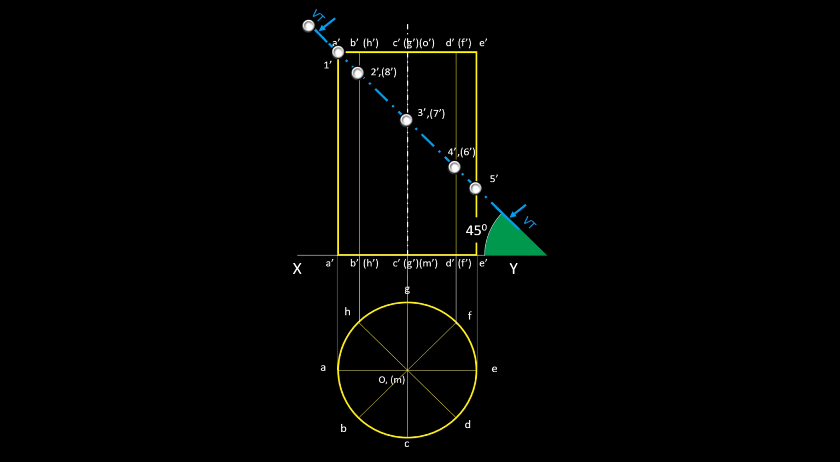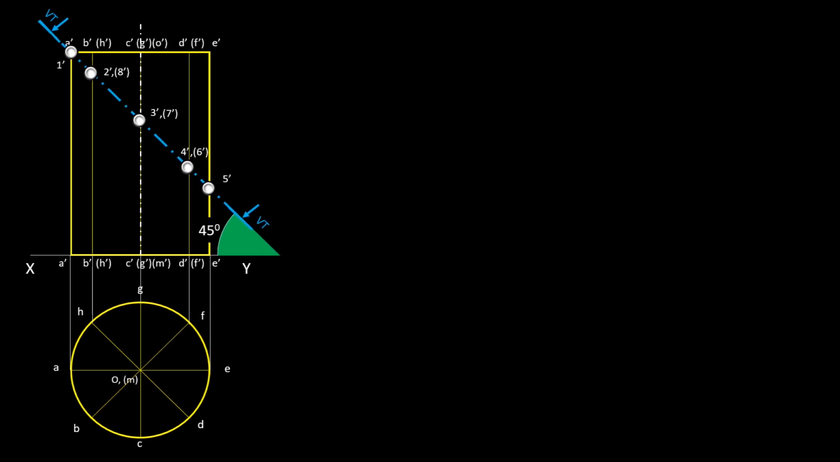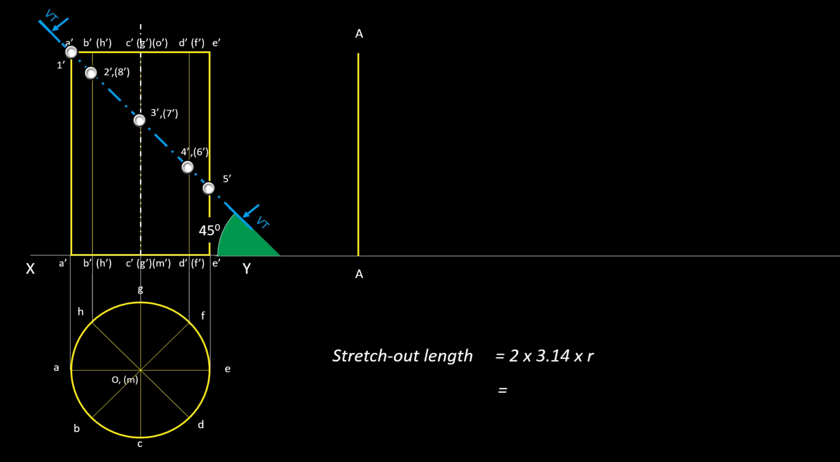Let's start developing the cylinder. As we seen that, the pattern of the cylinder will be a rectangle with length as the perimeter of base circle. Starting with edge AA, the stretch out length will be the perimeter of the base circle, that means 2 pi r, 2 into 3.14 into the radius, that means 25 mm, which will yield 157 mm.